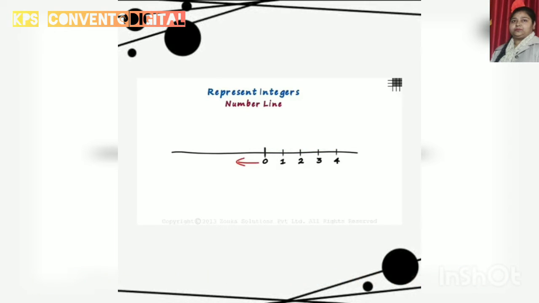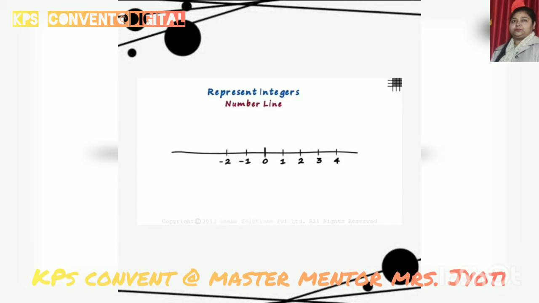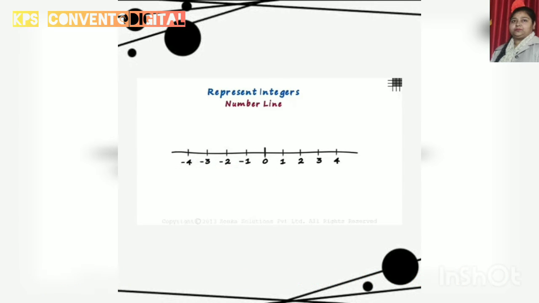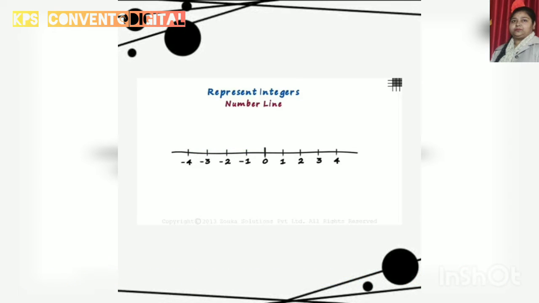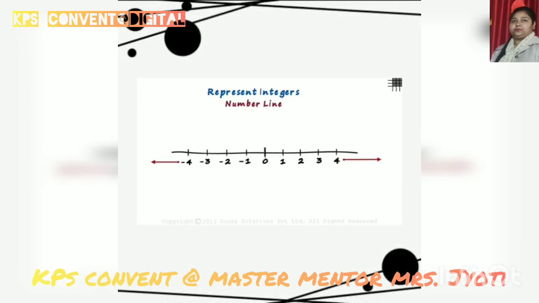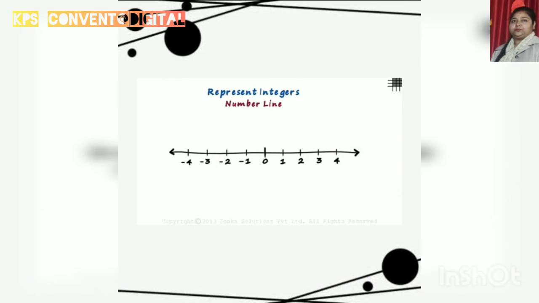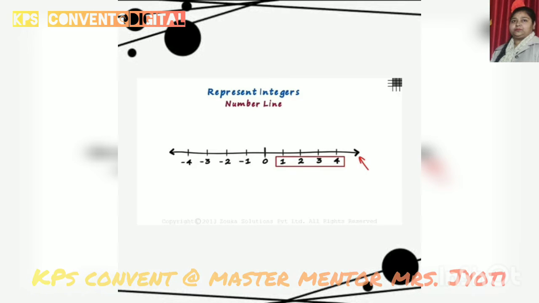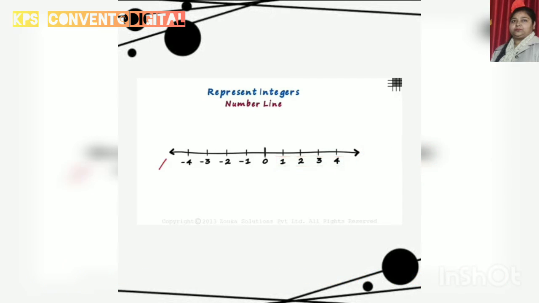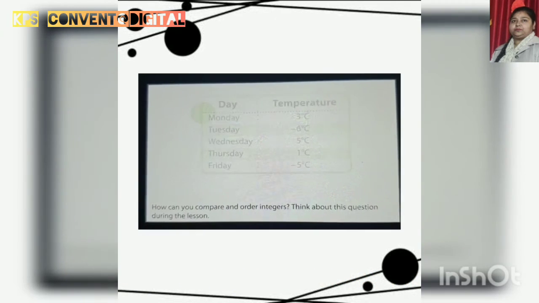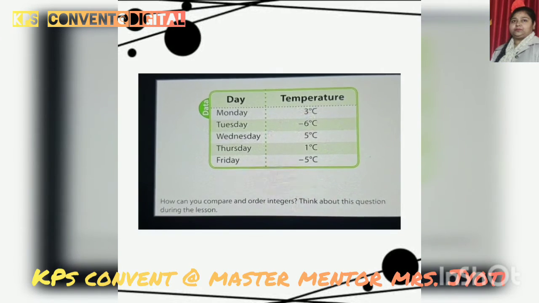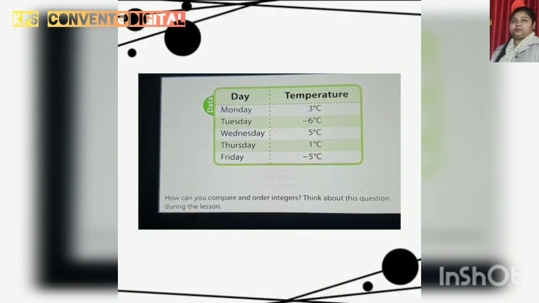On the left side of 0, we mark the negative integers -1, -2, -3, -4 and so on at equal intervals. Since the positive and negative integers go on forever, we mark arrows at the ends of a number line. This arrow tells us that there are infinite positive integers towards the right, and this arrow tells us that there are infinite negative integers towards the left. How can you compare and order integers? Think about this question during the lesson.